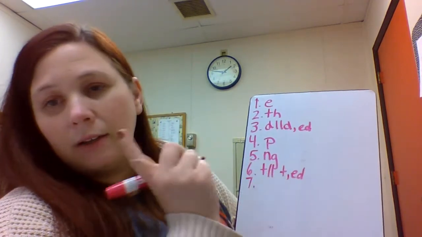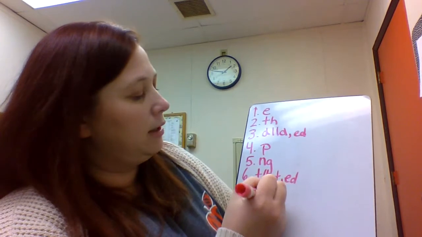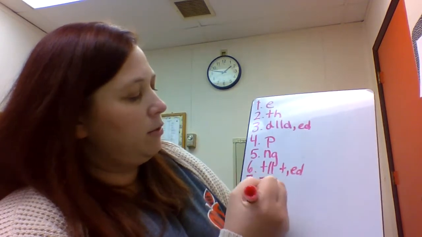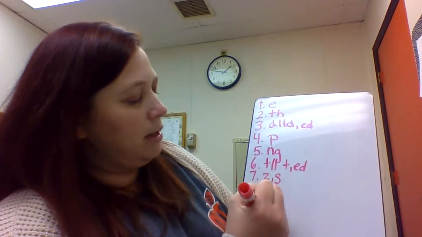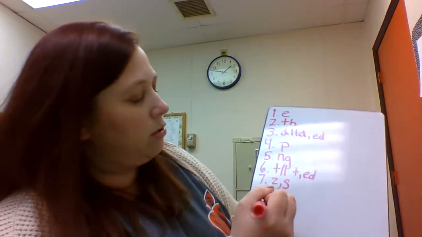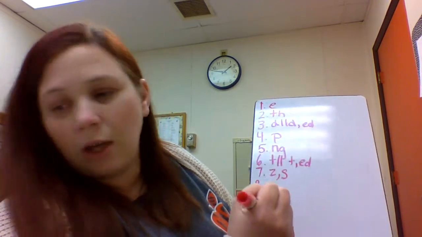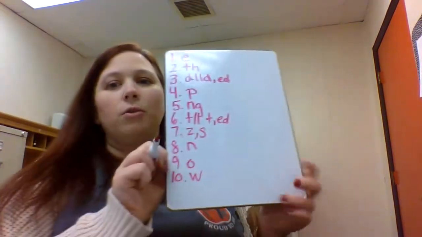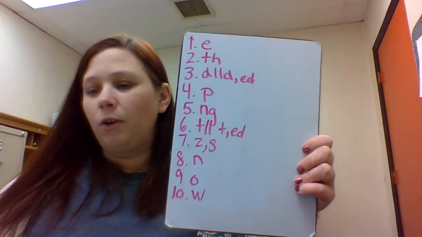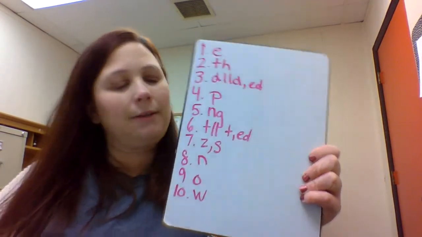Number 7 is Z. So Z, comma, S. Number 8 is N. Number 9 is O, and number 10 is W. All right, make sure you have those all down before we move on to spelling a couple of words.